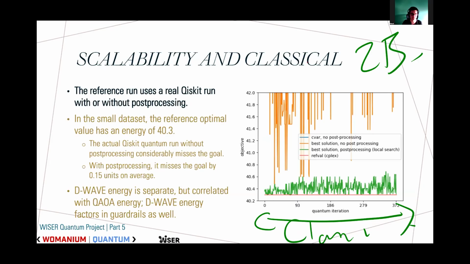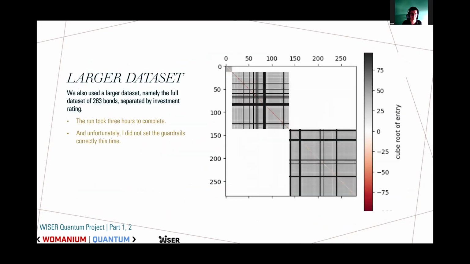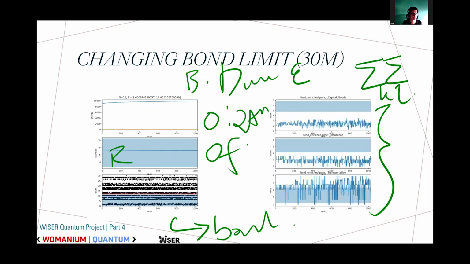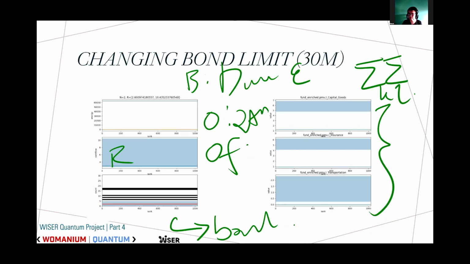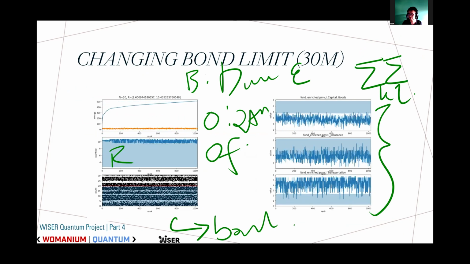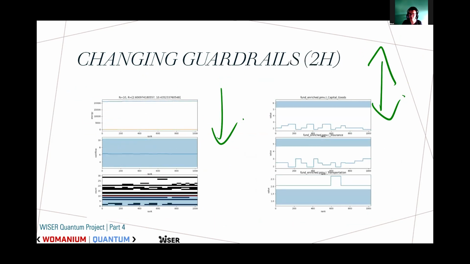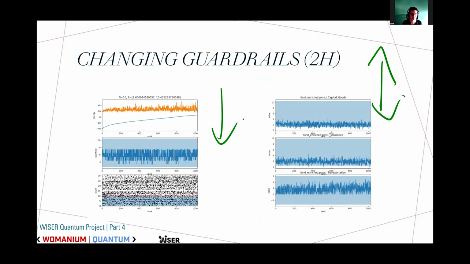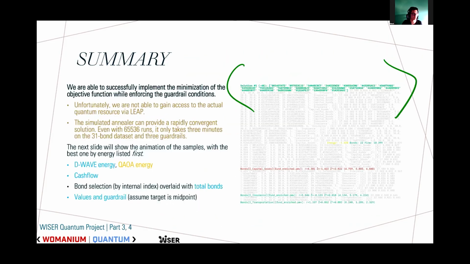So, scalability and classical. Let's go back into the review. This is where we change the bond limit. This is when you change guardrails. Notice that this is the code we have. Notice the red over there indicates that one bound is too low.